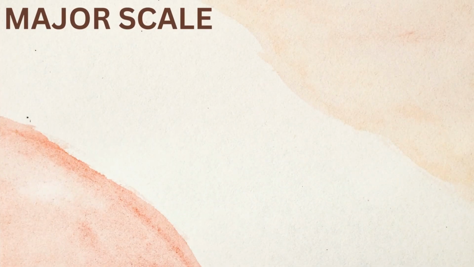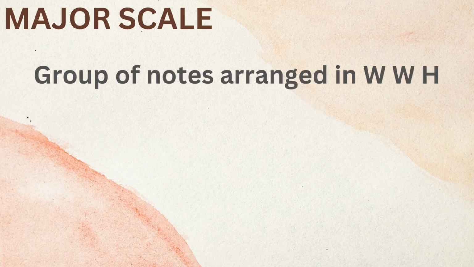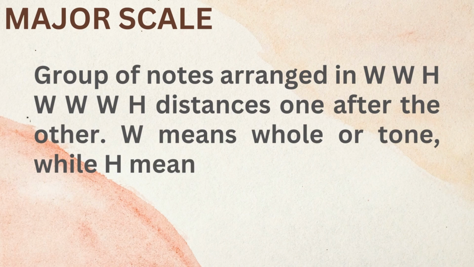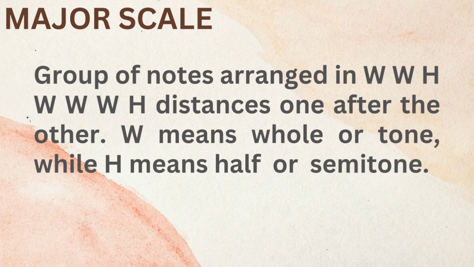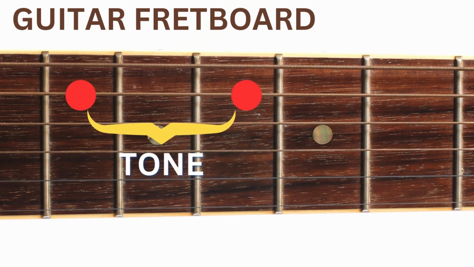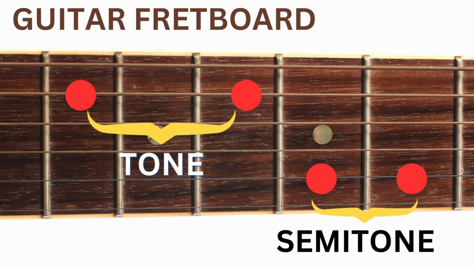There is this concept in music called the major scale. It is a group of notes arranged in whole, whole, half, whole, whole, whole, half distances one after the other. Whole means a tone, half means semitone. On the guitar fretboard, tone means a distance of 2 frets, while semitone means a distance of 1 fret.